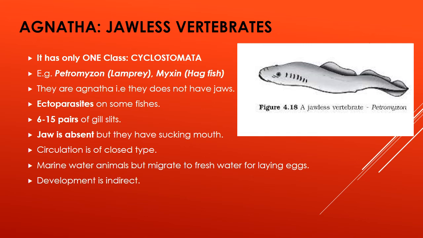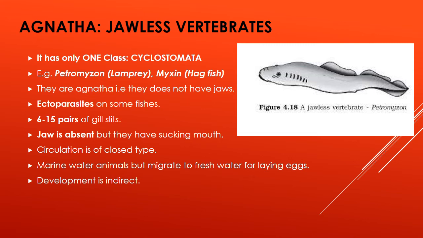There is one more class, actually, I don't remember. It starts with O something. It's extinct. Cyclostomata is not extinct. Examples: Petromyzon, like lamprey, and Myxine, hagfish. Petromyzon and Myxine are very good examples. They are Agnatha, that is, they don't have jaws. They are ectoparasites on some fishes, normally seen on the surface of some large fishes.